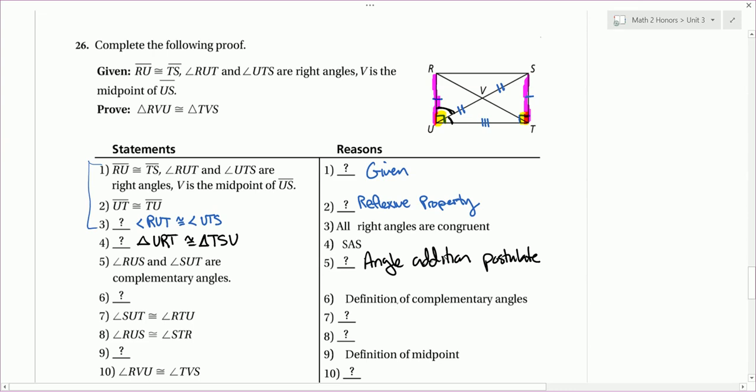Number 6, we don't know the statement, but we have the definition of complementary angles. Well, the definition of a complementary angle is that the two measures, so the measure of angle RUS plus the measure of angle SUT, is going to add up to 90 degrees.